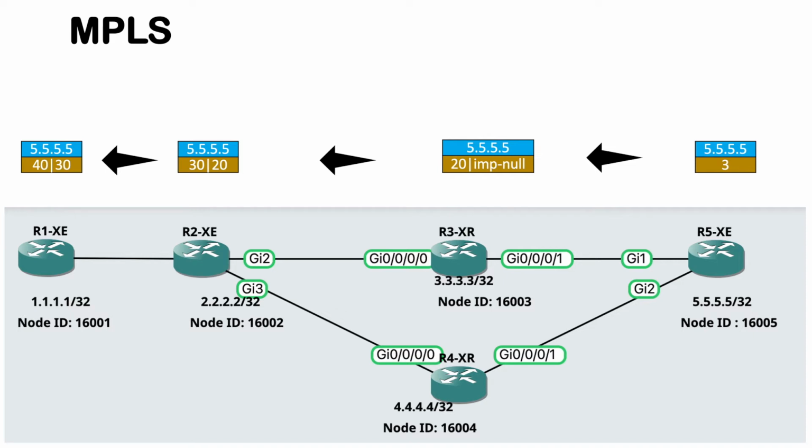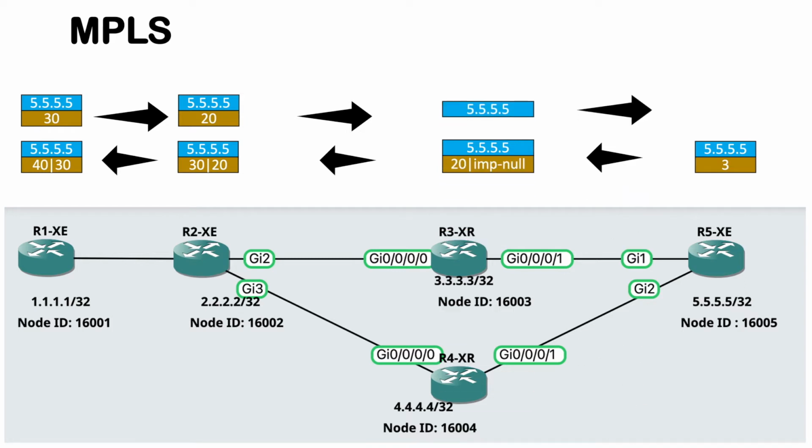Now let's see how packet forwarding exactly works. So if R1XC wants to send any packet to the 5.5.5.5 prefix, it would use the label which is advertised by R2XC first. So the packet would look something like this, 5.5.5.5, and the associated label would be 30. It reaches R2XC and the R2XC router would use the label value 20 because it is advertised by R3XR.